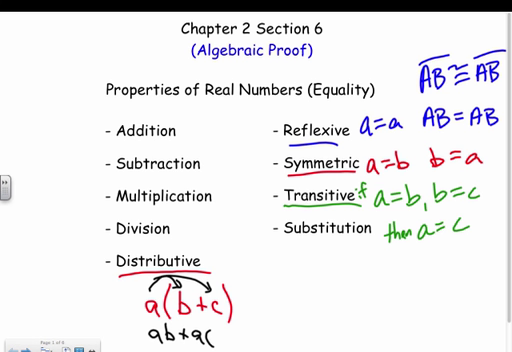And substitution, anytime we just replace something. So for example, if I replace 4 minus 3 with 1, that's substitution. I'm just replacing 4 minus 3, I'm substituting in 1. Yeah, and we'll do all these and you'll see them here.